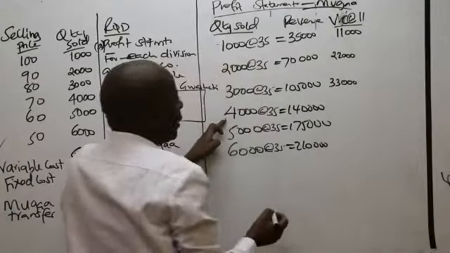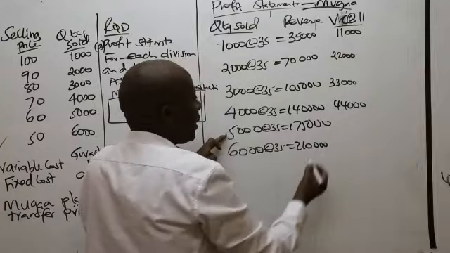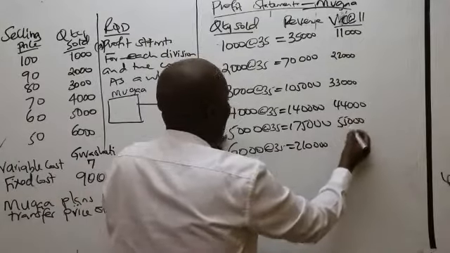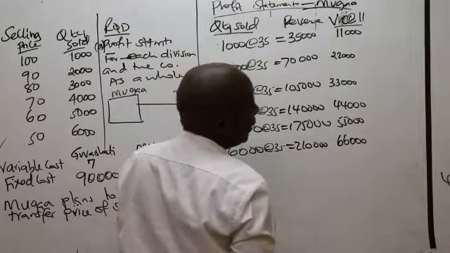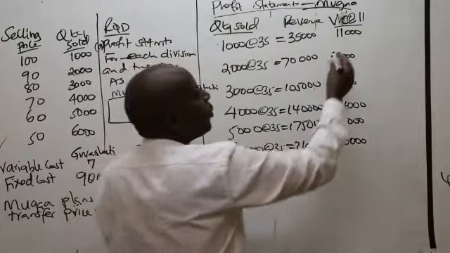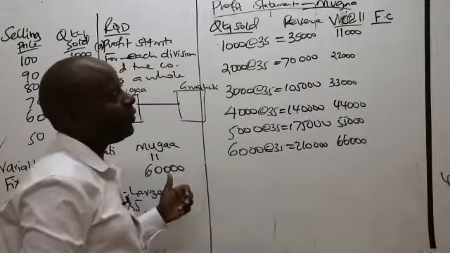From there, we have 4,000 times 11, which gives us 44,000. 5,000 times 11 gives us 55,000. 6,000 times 11 gives us 66,000. Now, ladies and gentlemen, straight away come and capture the fixed costs.